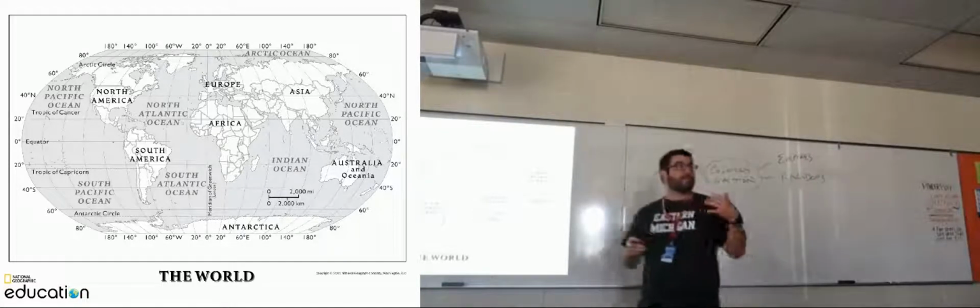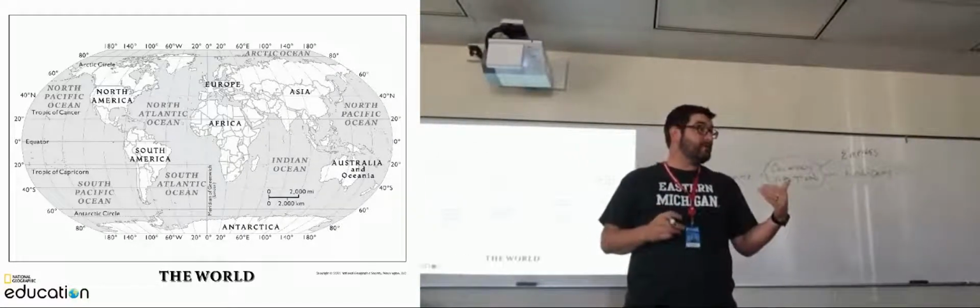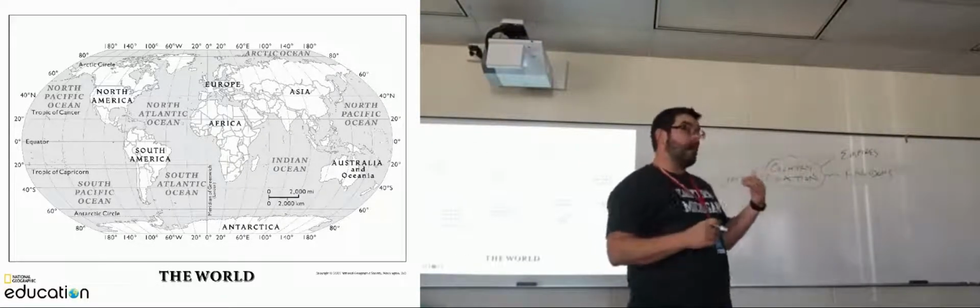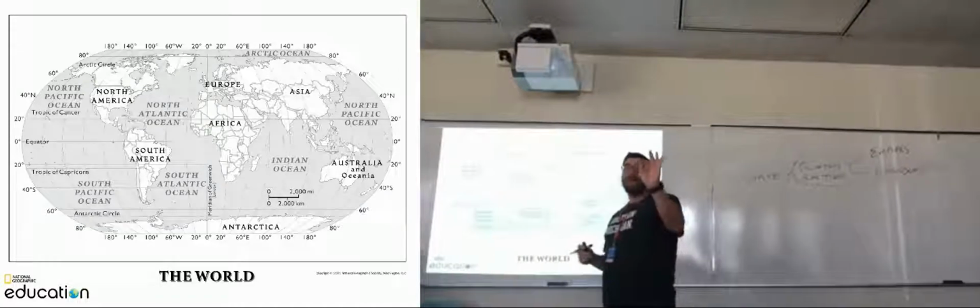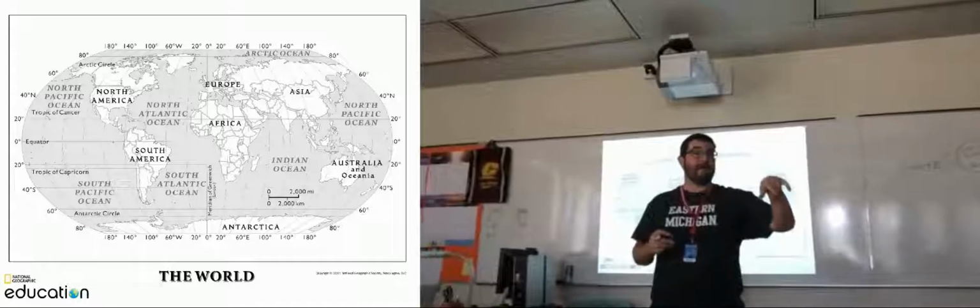Anyone want to take a stab at what the difference between a kingdom and a nation is? Or the kingdom and a country is? Yes. Okay. There's a king or there's no king. Sure. Now, you can be a country today, though, and still have a king.